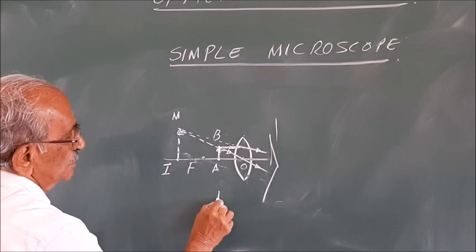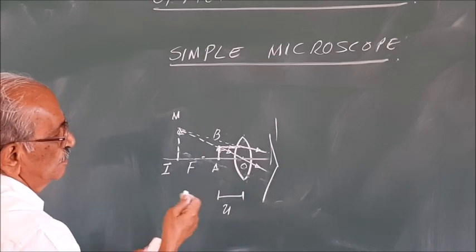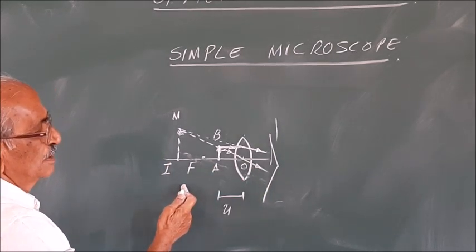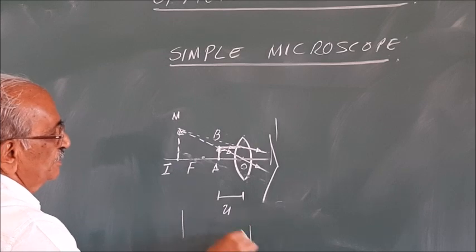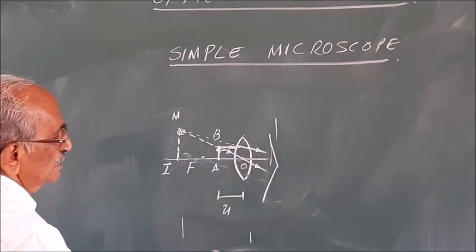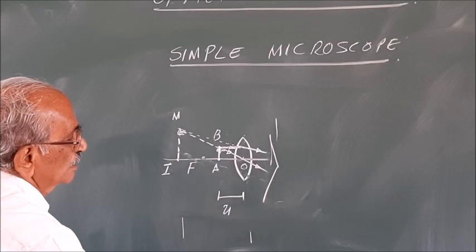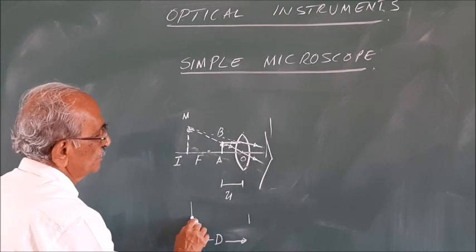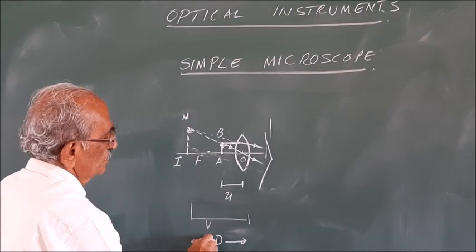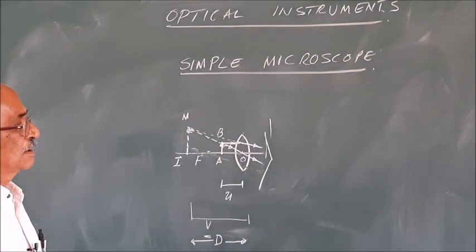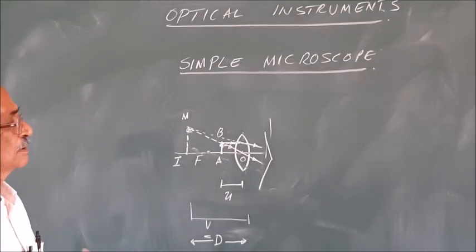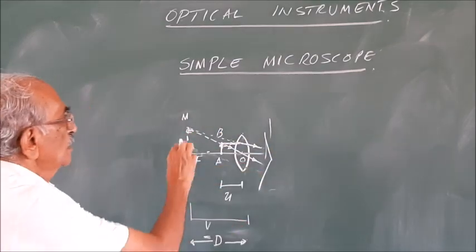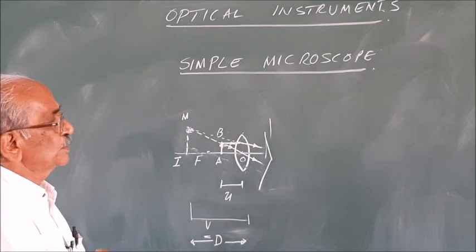Now we adjust the distance, moving the lens away from the object or towards the object, so that this image is formed at what we call the near point or least distance of distinct vision. This is actually v, which is equal to D. This is very simple in construction. Now we have to see how much magnification is produced here.